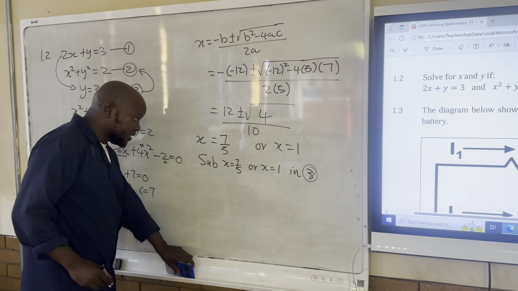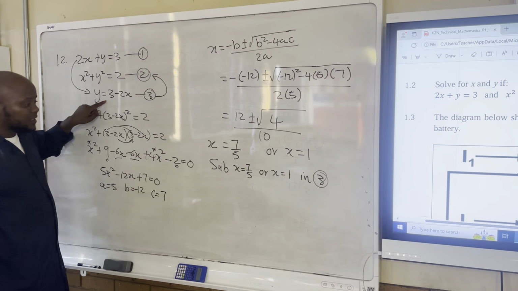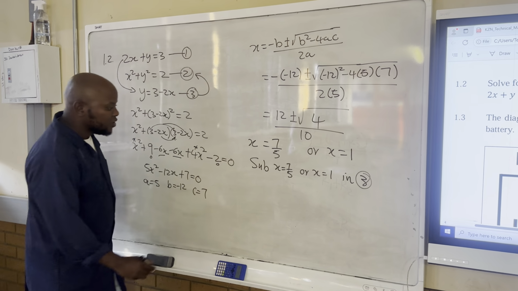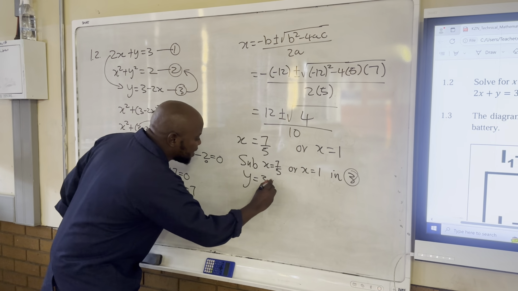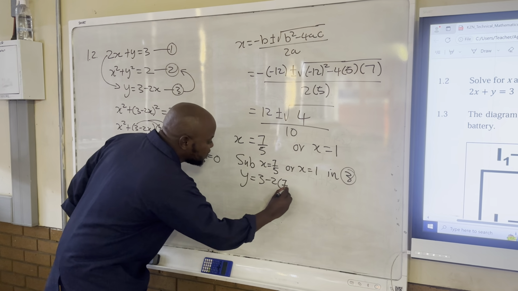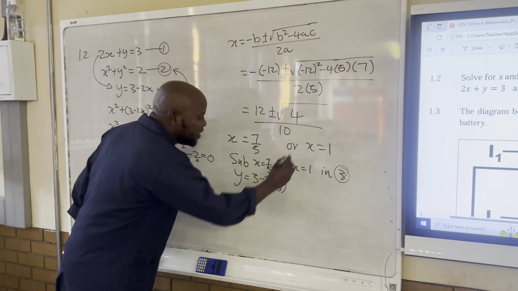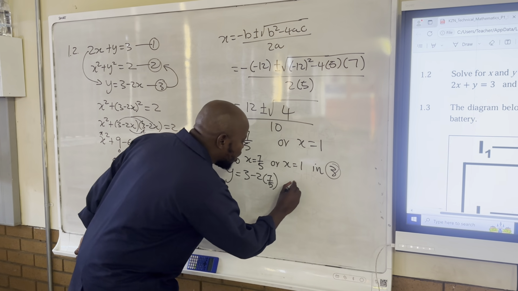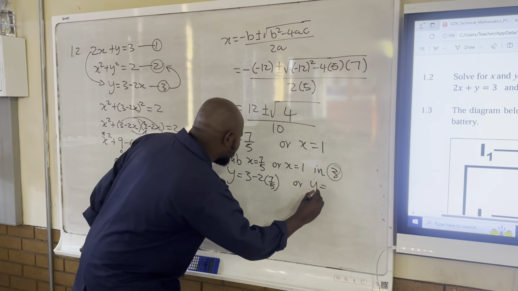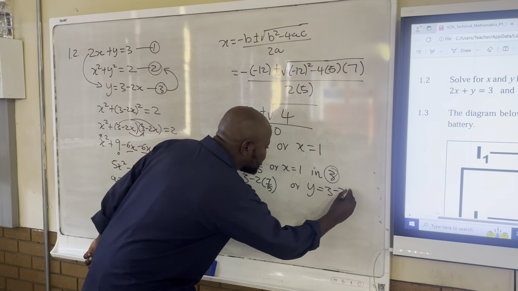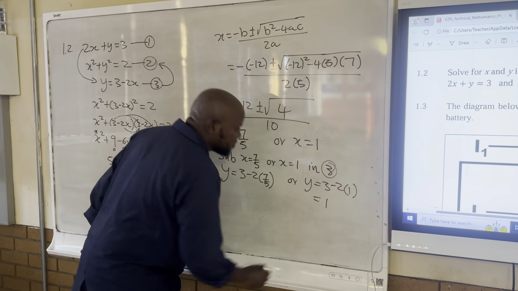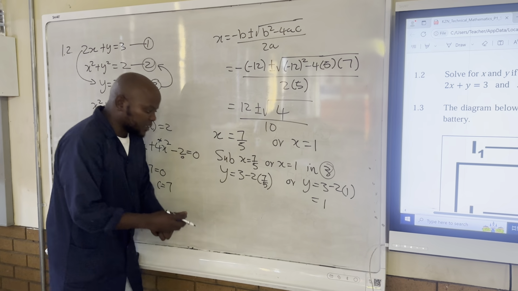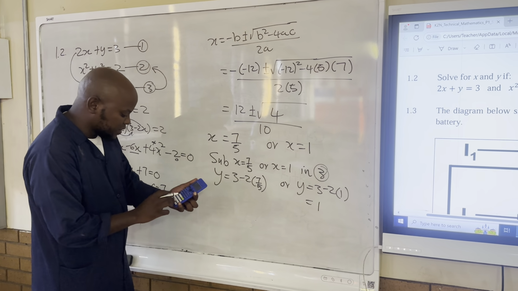Why in equation number 3? Because y is already the subject of the formula. So y is equal to 3 minus 2 into 7 divided by 5, or y is equal to 3 minus 2 into 1, which gives 1 on this side. This side we are just going to put in our calculator.